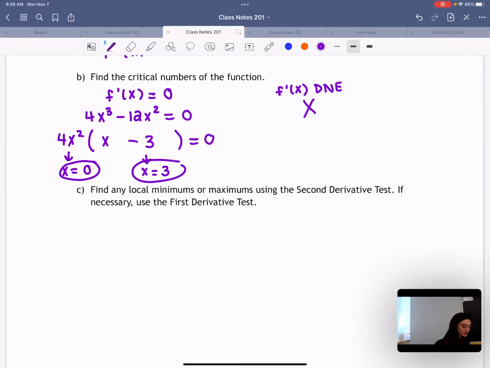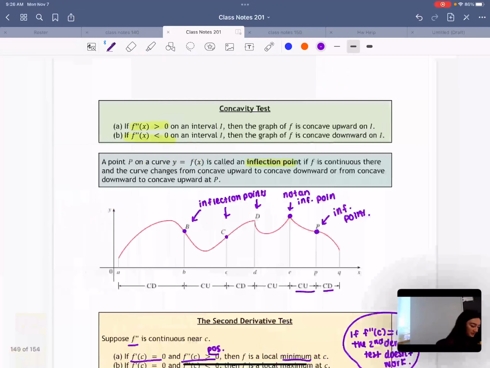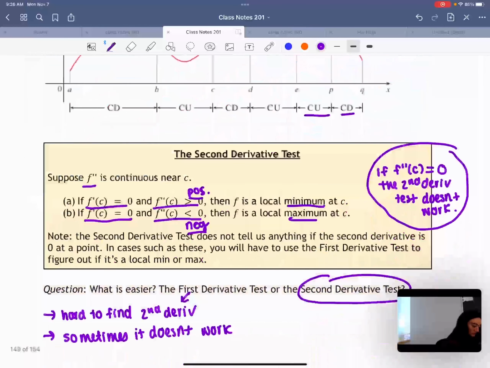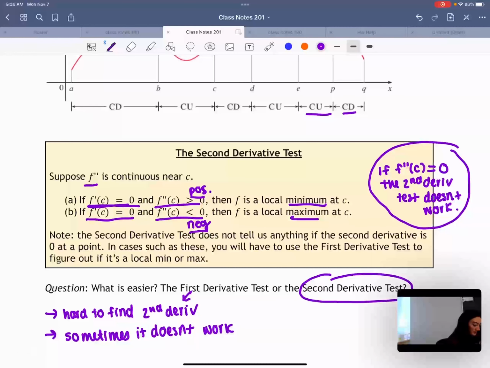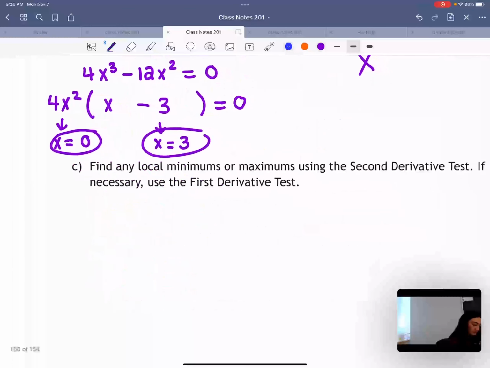Part C says we want to find any local mins or max using the second derivative test. Okay. It says if necessary, use the first derivative test. And we'll talk about what that means a little bit later. Okay. So first, we're going to use the second derivative test. The second derivative test says we're going to take a look at all the places where the derivative equals 0, and then we're going to plug them into the second derivative.